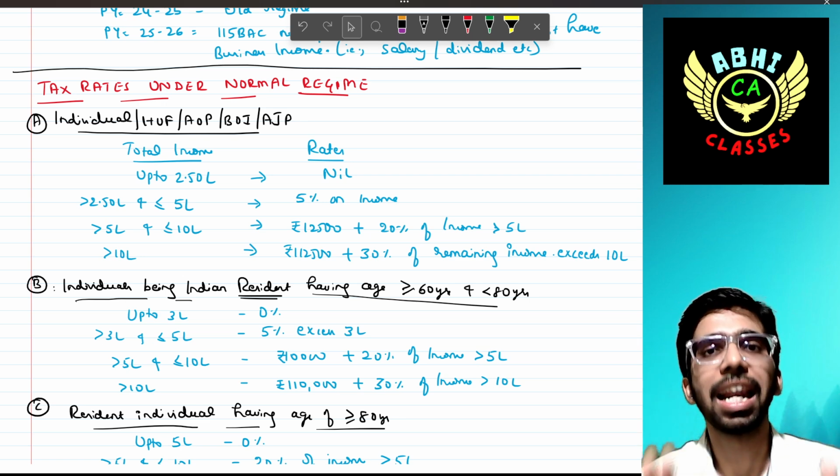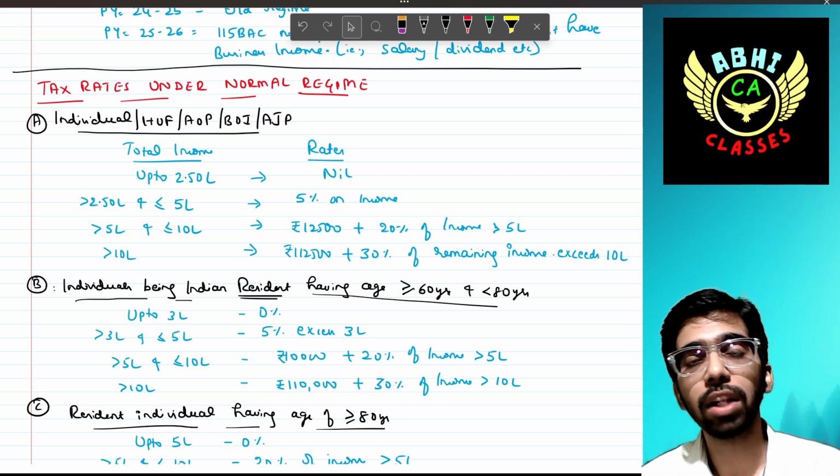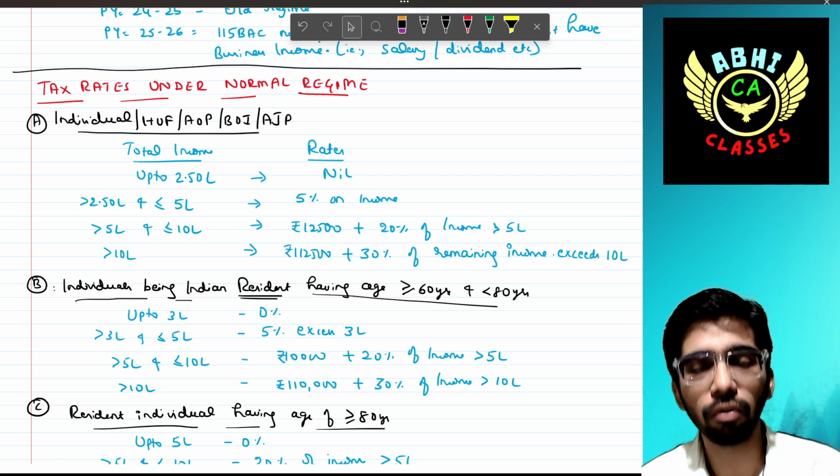If your income is 10 lakh, then 1 lakh 12,500. How 1 lakh 12,500?